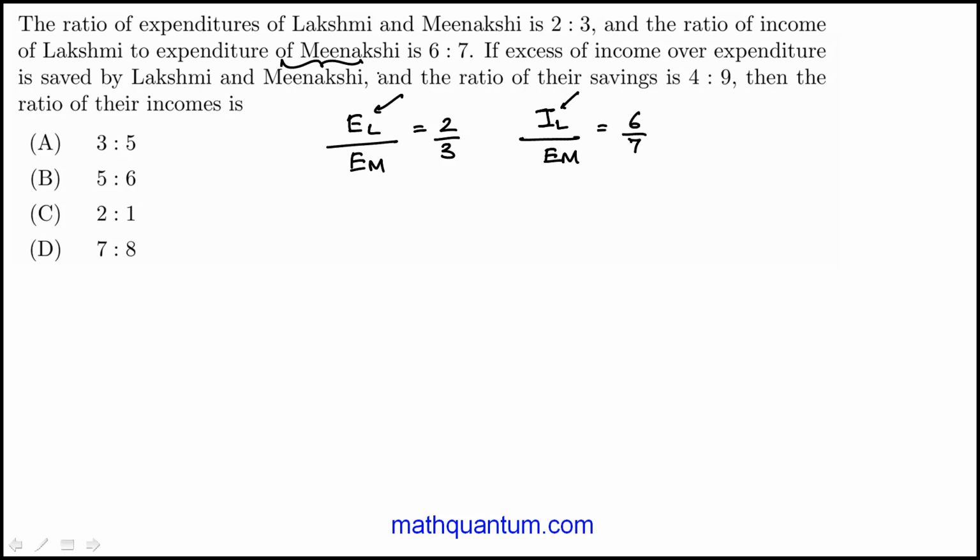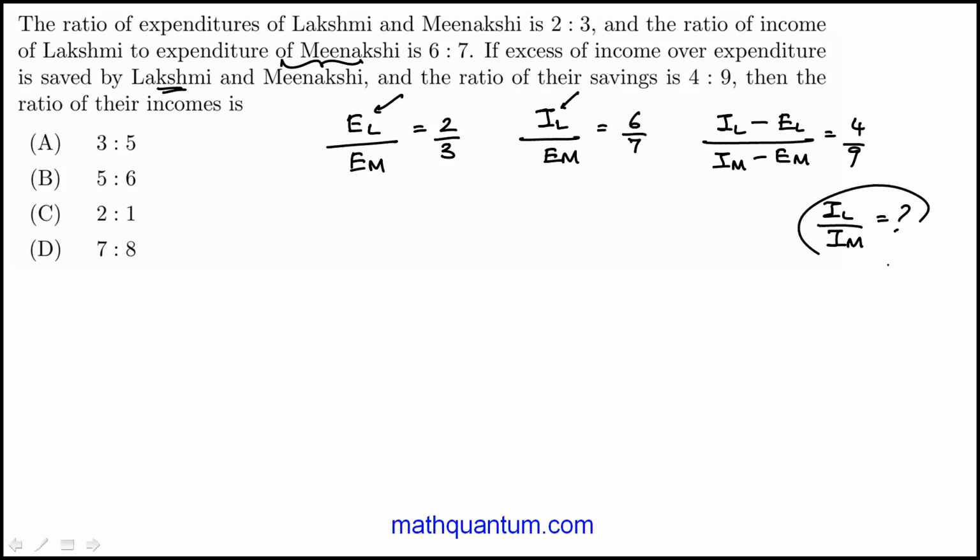Now, if excess of income over expenditure is saved, which means the amount saved by Lakshmi would be I sub L minus her expenses, to that of Meenakshi, I sub M minus E sub M, is 4 to 9. And they're asking for the ratio of their incomes. So that tells me that I just need to get rid of these other variables here, E sub M and others. So that means E sub M is 7/6 I sub L. So I can replace that here.